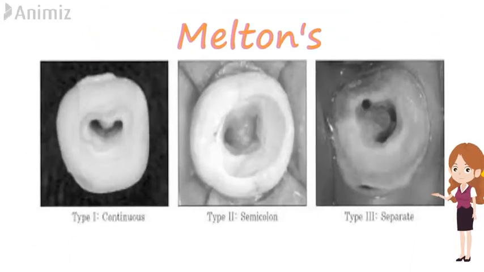So let us now come to the classifications. First one is Melton's classification. It is based on the cross-sectional shape of the canals. The first one in the classification is the continuous C-shaped canal. The second type is a semicolon-shaped canal, in which the dentin separates a main C-shaped canal from one mesial distinct canal. That means it is in the form of a semicolon, which has an arc and a dot.